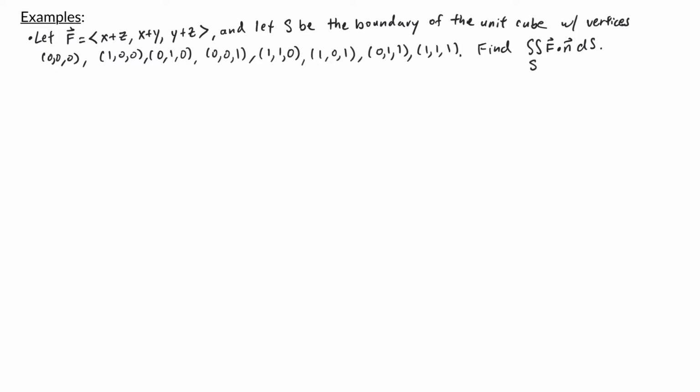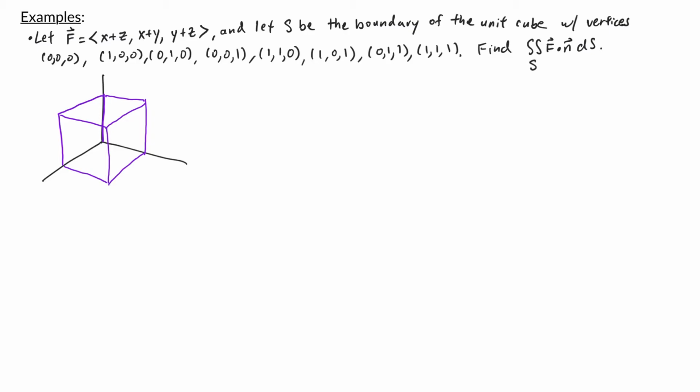We're asked to find the flux of F over the surface S. So here we have a picture of our cube. Now if we wanted to calculate the flux of F over S like we did before, this would be a lot of work. We would need to break S apart into its 6 sides, then calculate the flux over each of those sides. But with the divergence theorem, this is much easier.